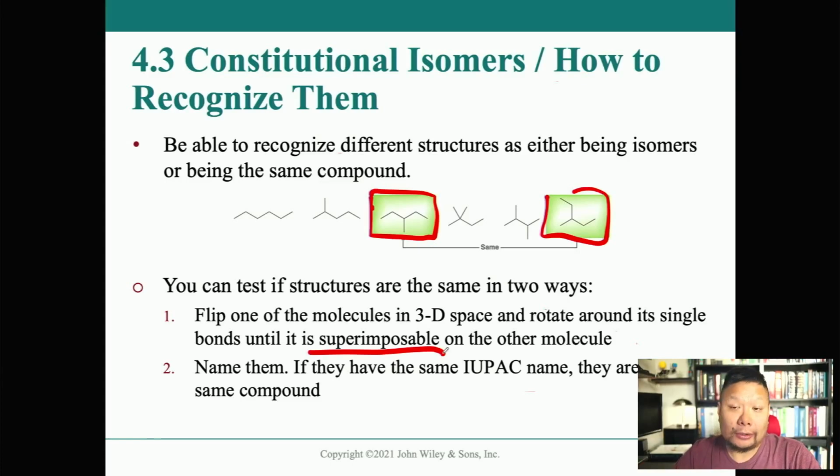Spoiler alert: you can rotate around a single bond or a sigma bond, but you can't rotate around a double bond or a pi bond. Which kind of makes sense because a pi bond is like this, and you can't do that. That doesn't spin. But if you have a single bond like this, you can just rotate like craziness.